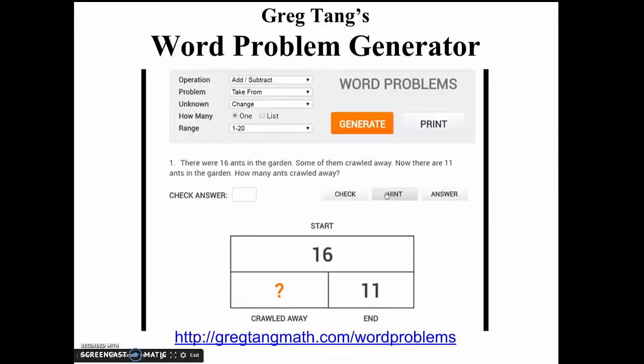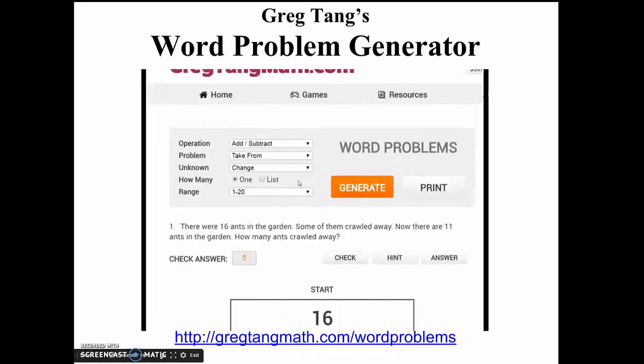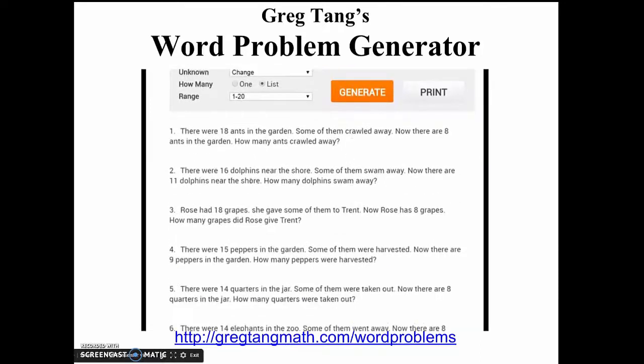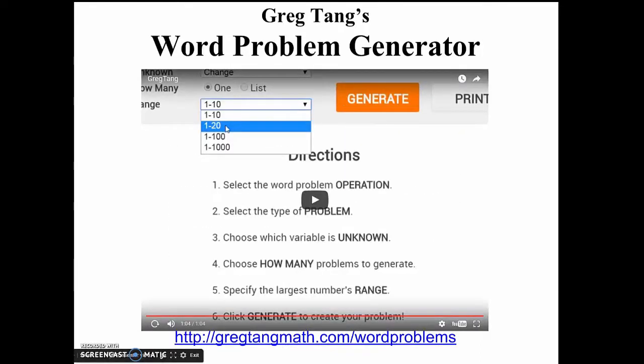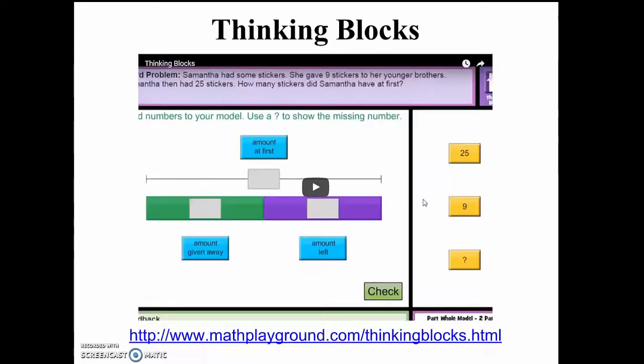Finally, as students are thinking about the solution to the problem, they can opt to see a hint, which represents the word problem in a bar diagram format, which helps students to better visualize the meaning of the problem. If you want students to have more practice, there's an option to create a list that can be projected or printed.